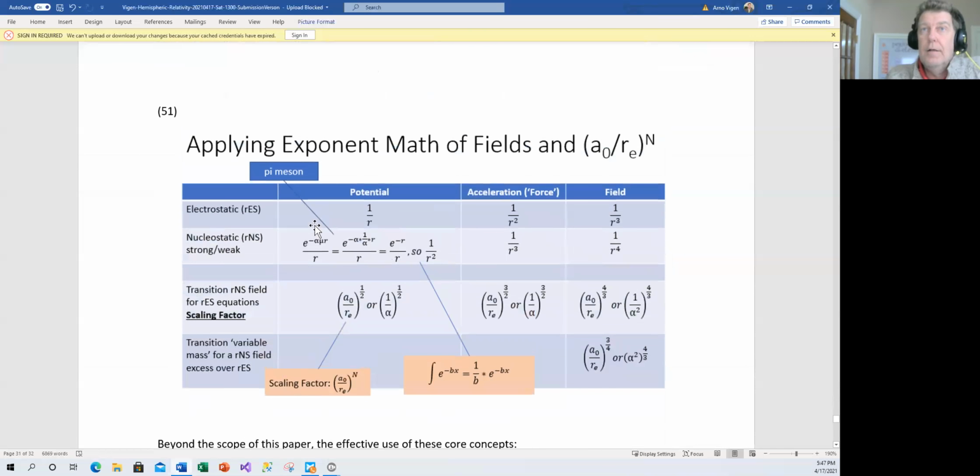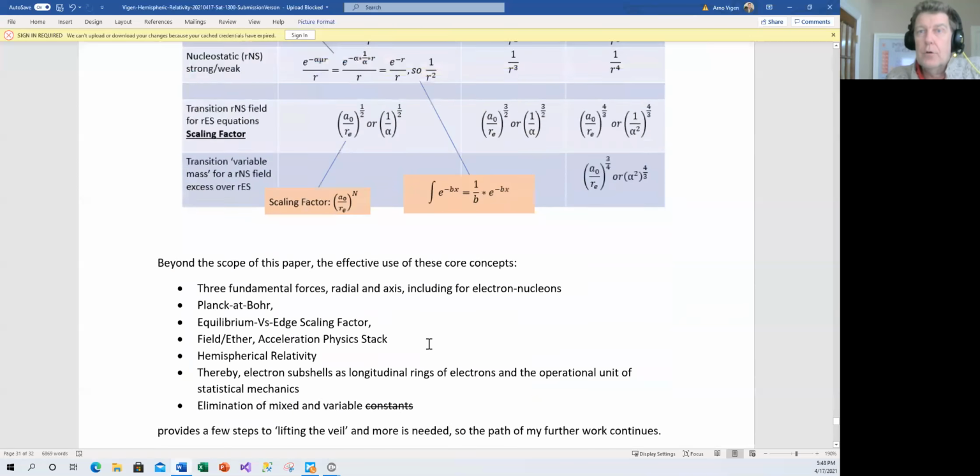So finally, this exponent rule is potentials, forces and fields, or accelerations and such, for both the electrostatic and the nucleostatic, the extra 1/R. So you have all these. But then as you do transitions or comparisons of those, you end up with these pro rata functions, again, of that scaling factor, okay? And remember this one there, that's the one for mass, okay?